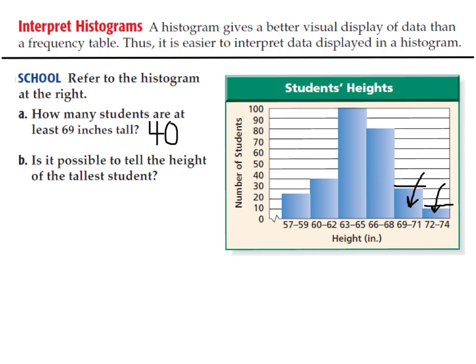Is it possible to tell the height of the tallest student? You might think that this is an easy question to answer because the greatest height here on the graph is 74. However, there are 10 students that are between 72 and 74 inches tall. It's not possible to say how many of those 10 students are 72 inches, 73 inches, or 74 inches. So the answer is no. It's not possible to tell because we only have a range of heights. We don't have the specific number of students who are 72 inches, 73 inches, or 74 inches.